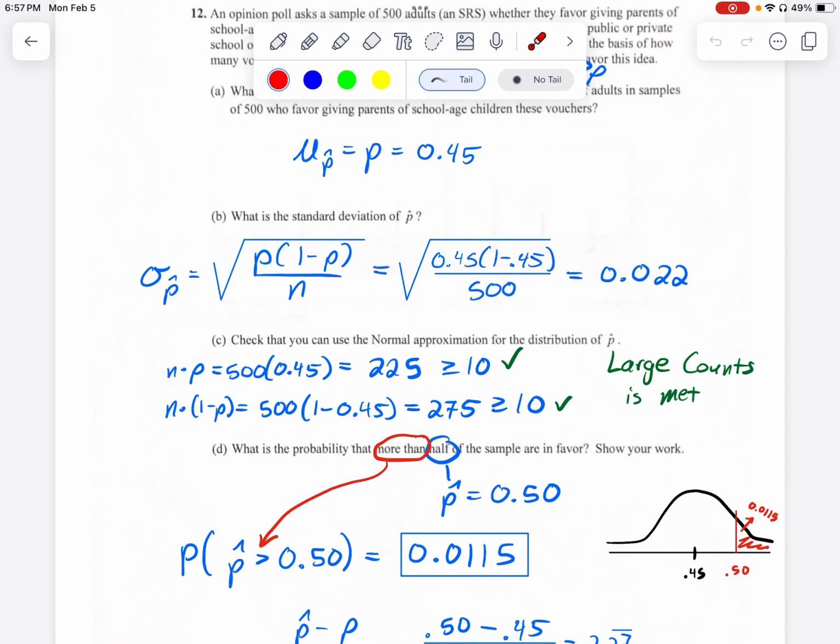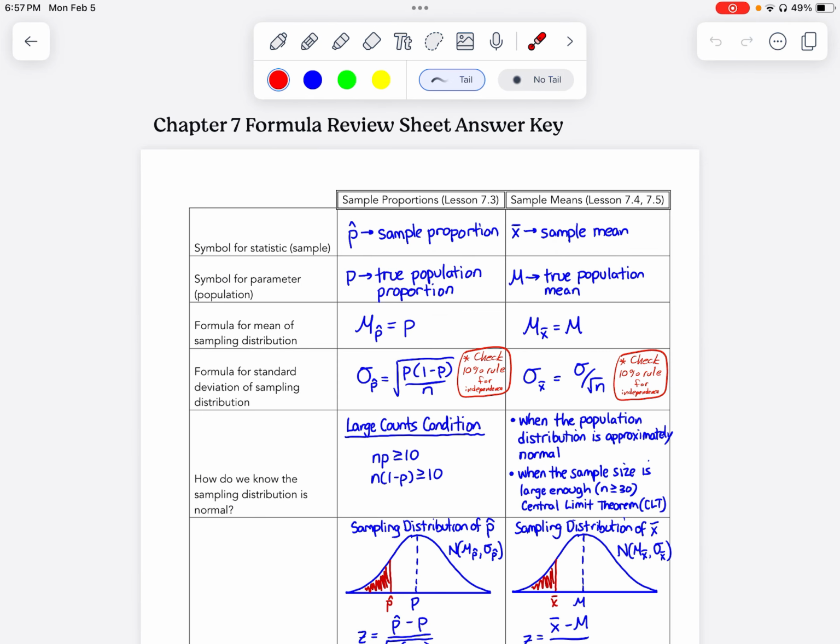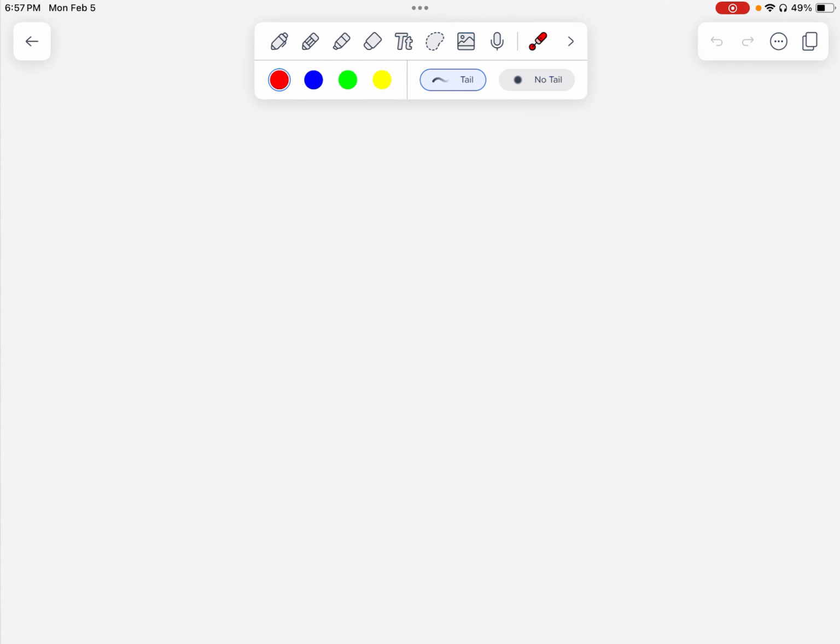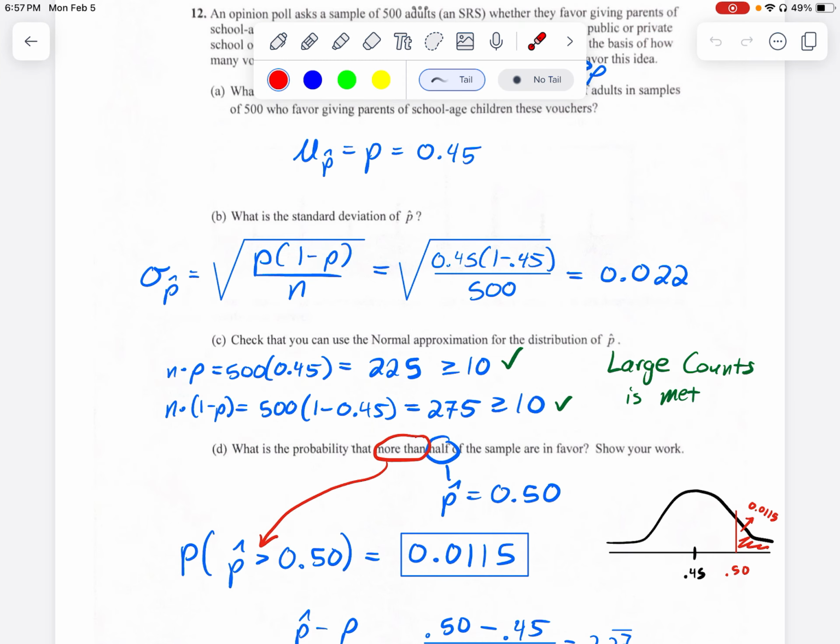C, check that you can use the normal approximation for the distribution of p hat. Going back to my cheat sheet, you're like, huh? Well, that's right here. How do you know the sampling distribution is normal? Large counts, 10 successes, 10 failures. And check it with the numbers they've given you. They gave you 45% p and 500 sample size. This is successes, this is failures. Plenty big. They're both way over 10, so large counts is met.